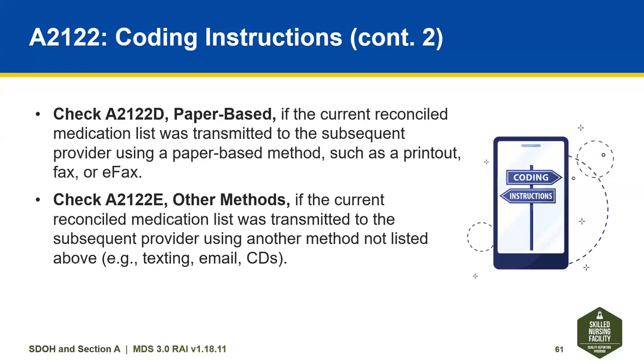You'll check A2122D, paper-based, if the current reconciled medication list was transmitted to the subsequent provider using a paper-based method, such as a printout, fax, or eFax. And finally, you would check A2122E, other methods, if the current reconciled medication list was transmitted to the subsequent provider using another method not listed above, such as texting, email, or on a CD.